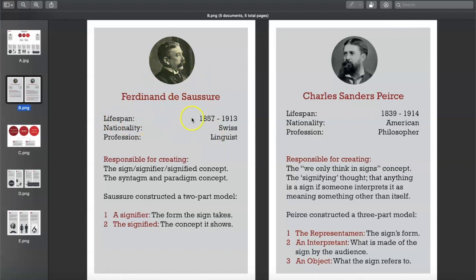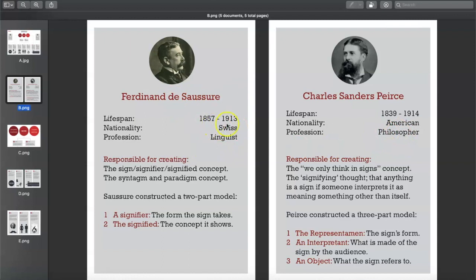So the first guy, they both lived roughly in the same time frame. They were peers of each other. Ferdinand was a linguist and Charles was a philosopher. And if you think about what I just explained about semiotics, you can sort of see that it's a merger of both linguistics and philosophy, right? Sort of how we read, what we read, and why we read it. Those three areas really cover semiotics. Again, what we read, which in this case is pictograms or graphics, how we read it, right? And why we read it.